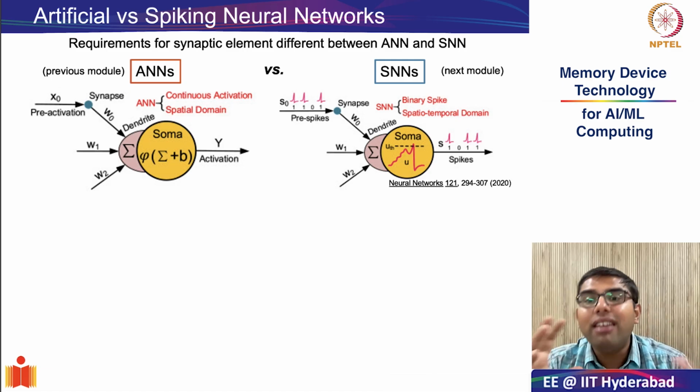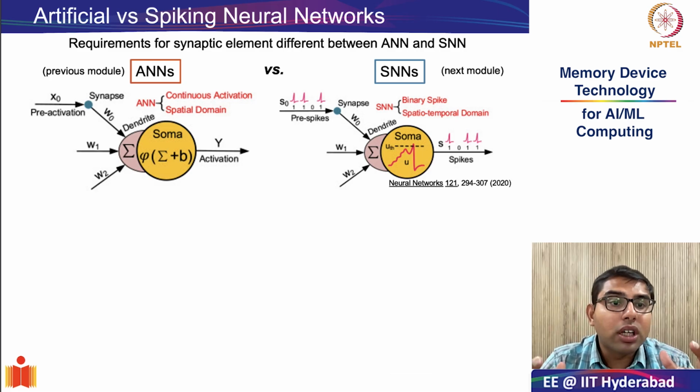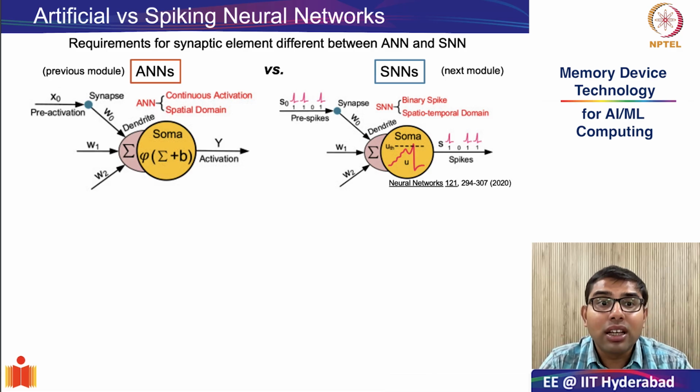So the two key neural network paradigms are artificial neural networks and spiking neural networks. And although we have in detail looked at ANNs in the previous module and are going to look at SNNs in the next module, this section will only make sense if we have a little bit of understanding of what are the varying requirements for synapses when they are implemented for ANNs and SNNs.